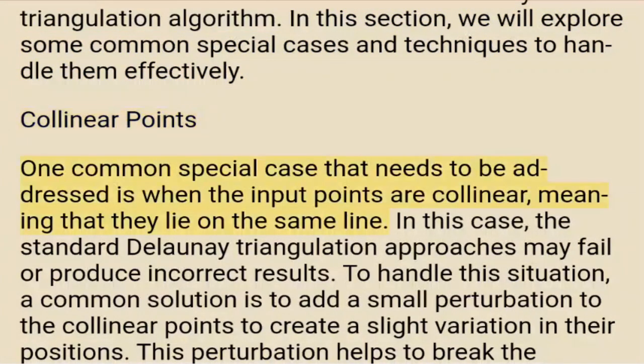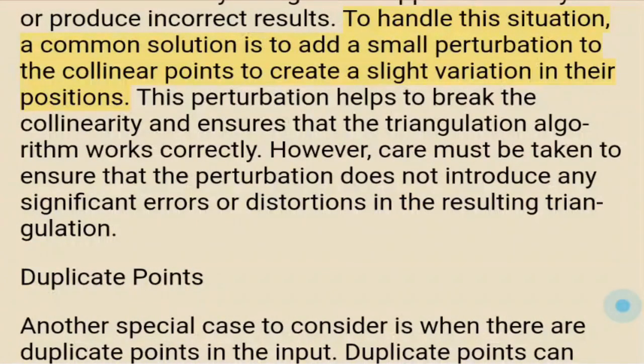Collinear points. One common special case that needs to be addressed is when the input points are collinear, meaning that they lie on the same line. In this case, the standard Delaunay triangulation approaches may fail or produce incorrect results. To handle this situation, a common solution is to add a small perturbation to the collinear points to create a slight variation in their positions. This perturbation helps to break the collinearity and ensures that the triangulation algorithm works correctly.